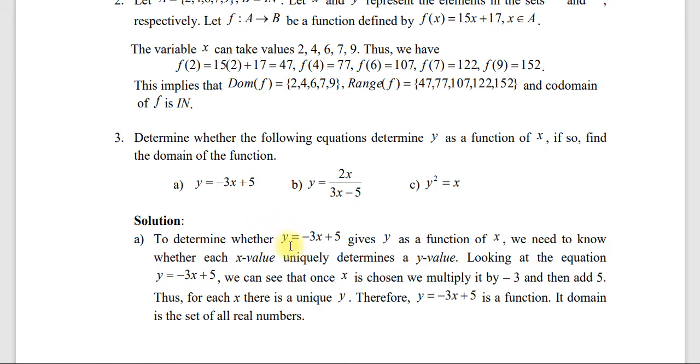A. To determine whether y which is equal to negative 3x plus 5 gives y as a function of x, we need to know whether each x value uniquely determines a y value. Looking at the equation y equals minus 3x plus 5, we can see that once x is chosen, we multiply it by minus 3 and then add 5. Thus, for each x there is a unique y.